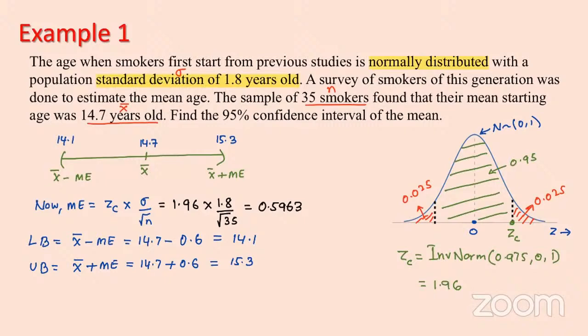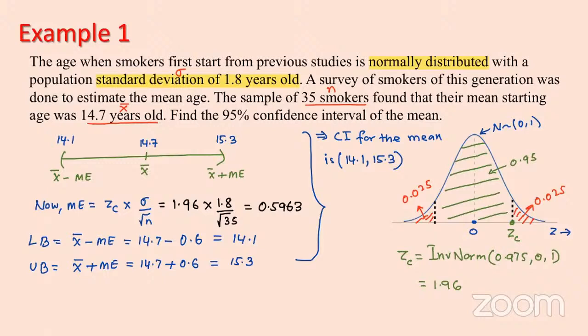So from all this, we can say the confidence interval for the mean is from 14.1 up to 15.3. Make sense? Confidence interval for the mean is 14.1 up to 15.3. So according to this study, what we can say is the average age for the smokers to start is from 14.1 up to 15.3.